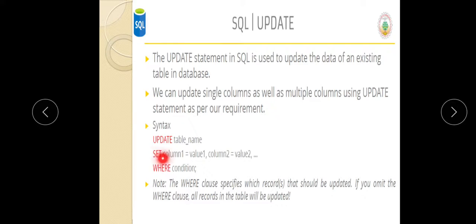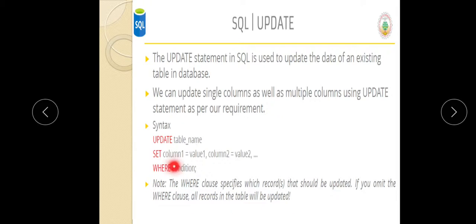Here, we are just specifying which column we would like to update. We are not updating all the columns. Which row or which record we would like to update is given in the where clause. The where clause specifies which record should be updated. If you omit the where clause, all the records in the table will be updated.